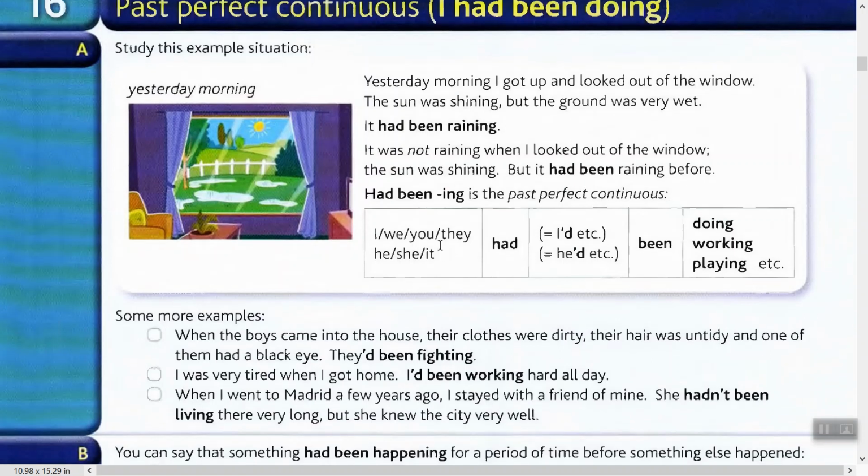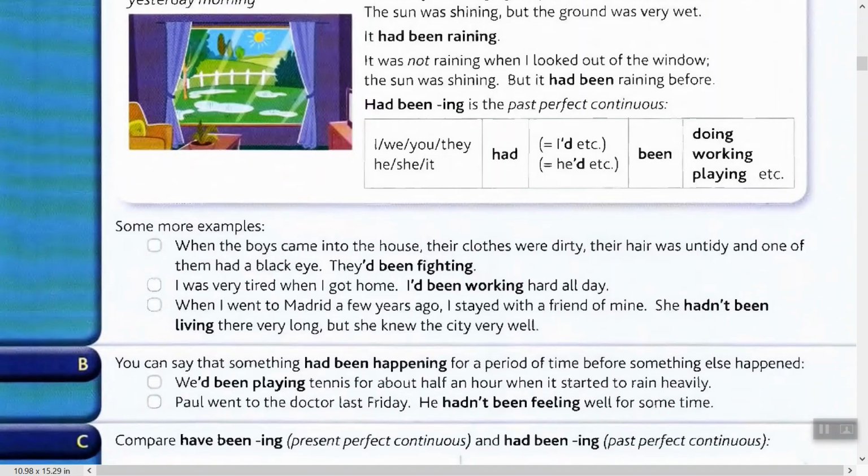I, we, you, they, etc. had, or I'd, he'd, this is a contraction. Been: you have to put been plus the verb with the ing. Okay.